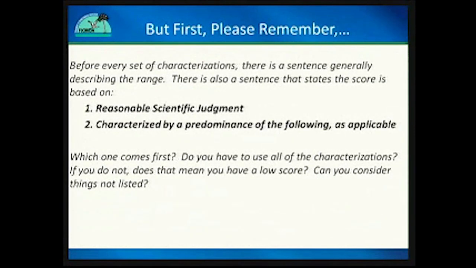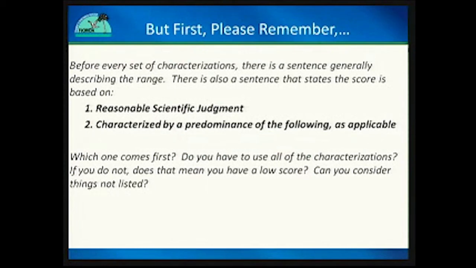But first, and this has to do with not only location and landscape support, but water environment and community structure too. What I call characterizations are a score of 10, and then you usually have a list, score of 7, score of 4, that sort of thing. If you read right before each of those sections, you're going to see a sentence that generally describes what that characterization is about, and you also see a sentence that states the score is based on one, reasonable scientific judgment, and two, characterized by a predominance of the following as applicable. So number one, first and foremost, is reasonable scientific judgment. Okay? So you have to keep that in mind.